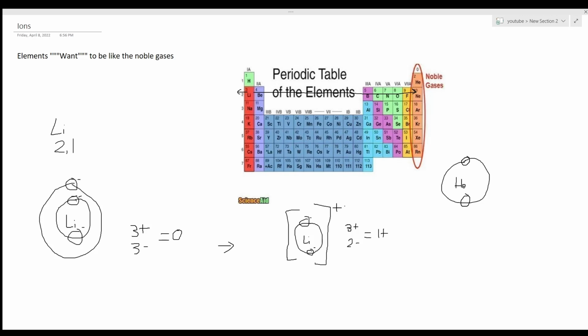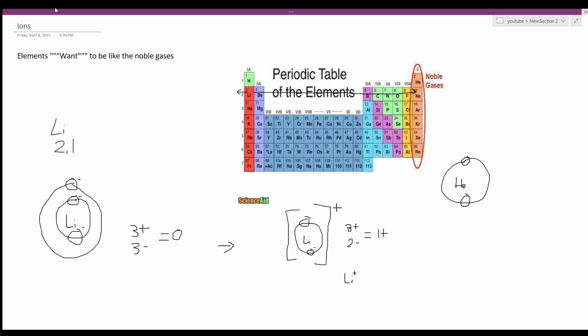I would write that, the symbol, as Li with a little plus in the top right hand corner. It does matter that it's in the top right hand corner. Where you put the numbers in chemistry really does matter. If it's in the top right, that tells us it's a charge. Okay, so we've got lithium plus 1. That is what is called an ion.